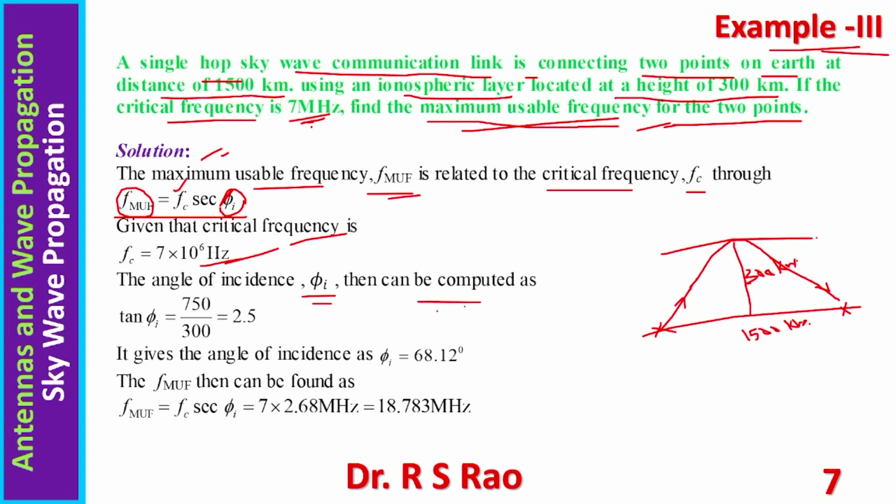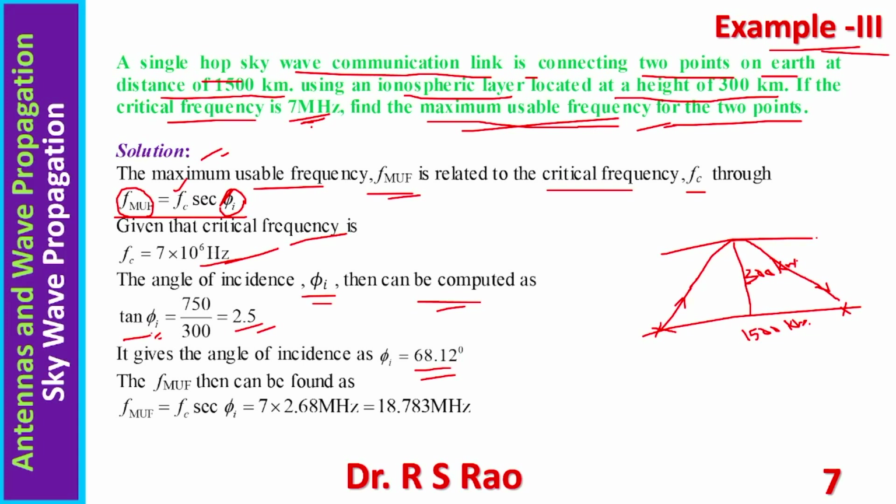It can be computed as tan phi i is equal to 750 over 300. 750 over 300 is 2.5. From this, phi i can be found by considering inverse tan. In the present case, it turns out to be 68.12 degrees.